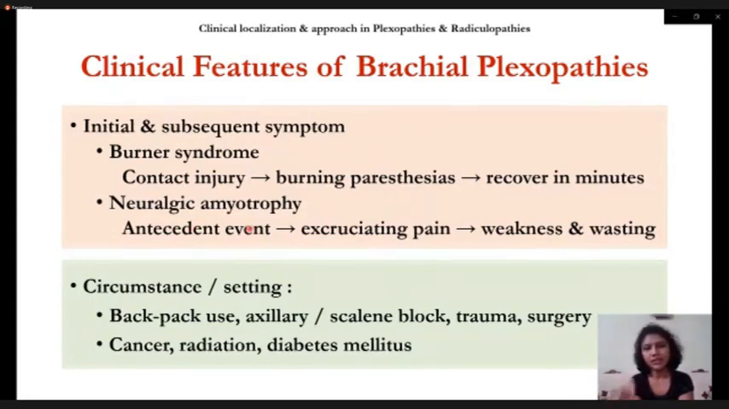On the other hand, in the case of a neuralgic amyotrophy, there is often an antecedent event, which is followed by severe pain and weakness that evolves over a few days, typically over about 7 to 10 days. Apart from this, the circumstances and setting that surround the onset, as well as the past medical history, have to be reviewed. The temporal association of the symptoms with, let us say, backpack use, trauma, or surgery provide an obvious etiology.